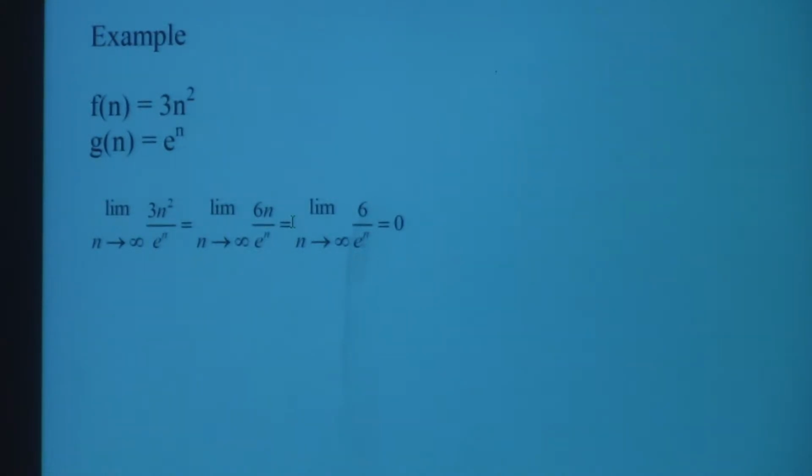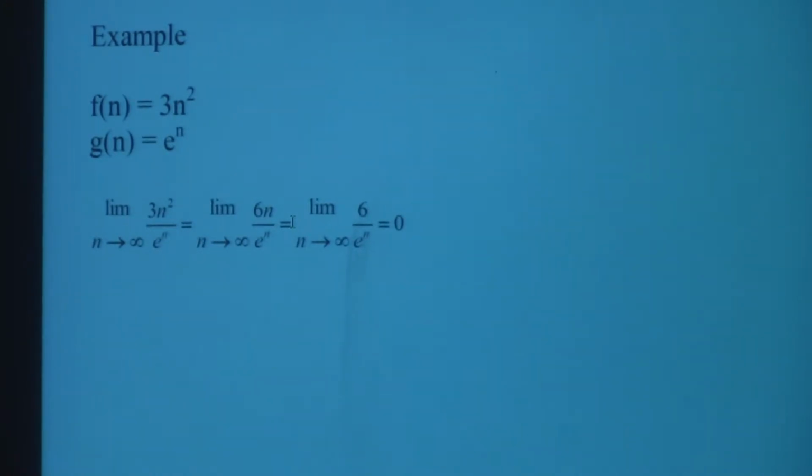Okay. f of n is an element of big O of g of n. True. It's the same rate or slower? Yup. Okay, f of n is an element of little o of g of n. True. Here's the tricky one. e to the n is an element of little omega of f of n. False.